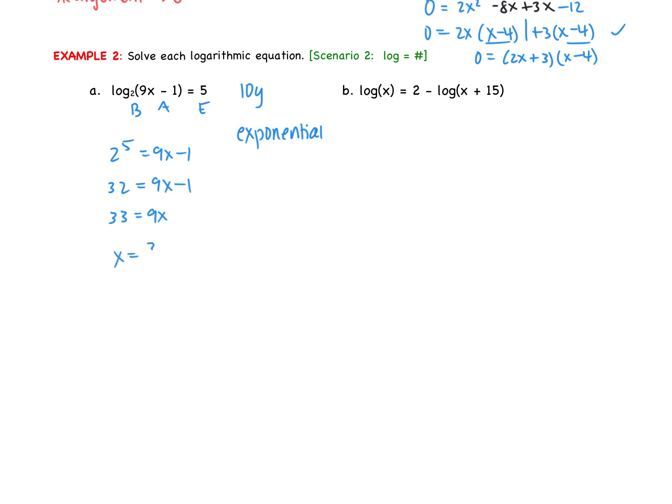I divide by 9. And I can simplify: I divide by 3 and I divide by 3. So my answer ends up being 11 over 3. Same idea, you do need to plug it into the argument and make sure that the argument ends up being positive, which here we can see it clearly will be.